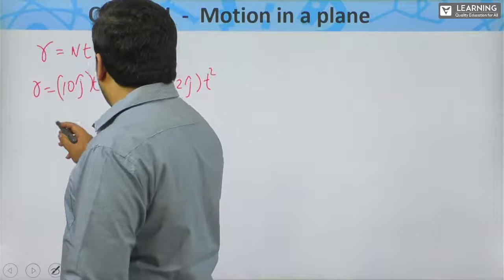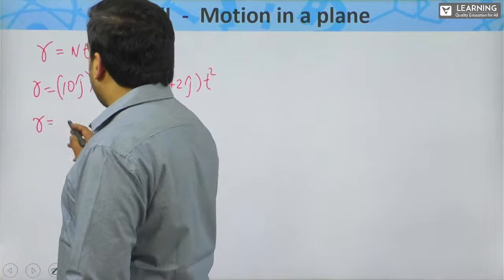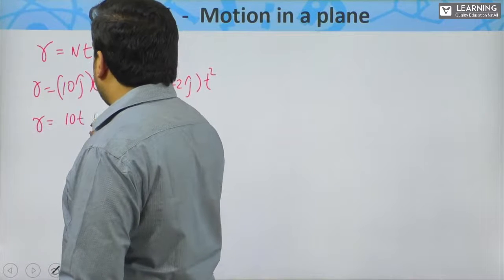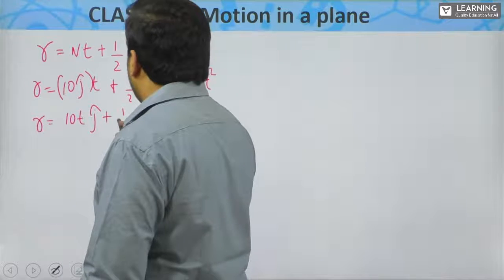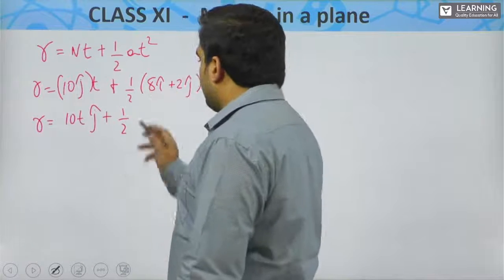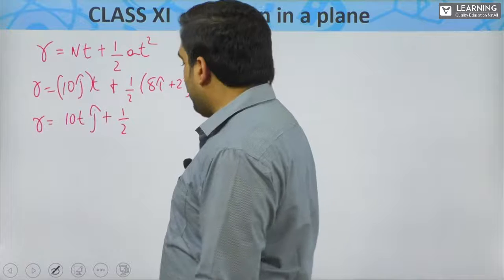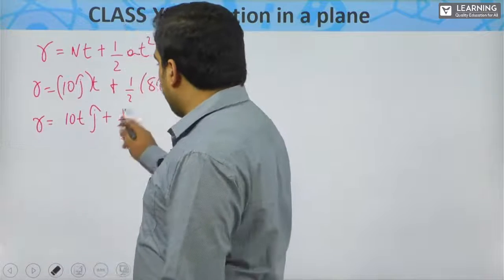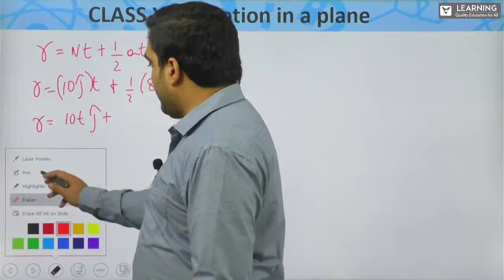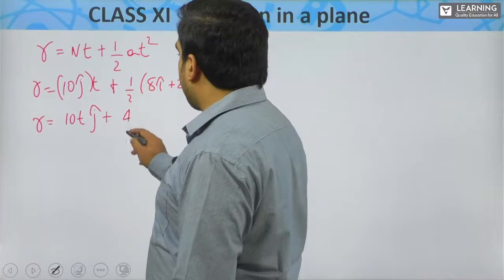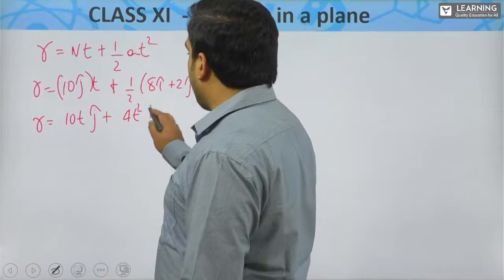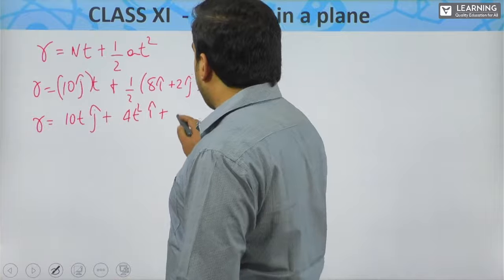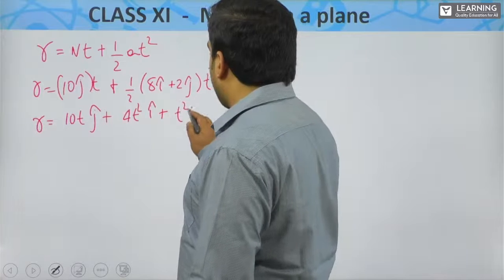So we put them in, we multiplied the t. Half: so you divide and then you multiply by t square. Since we're dividing, I will not write this 1 by 2 anymore. So I get 4 t square i cap plus t square j cap.